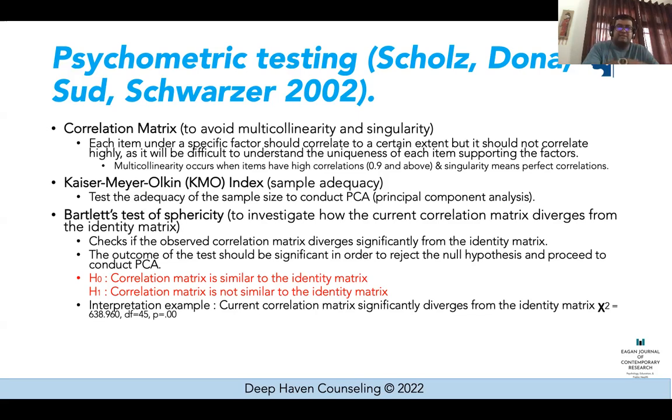If that is the case, then all items in this particular scale should correlate with each other to a certain extent. However, it should not correlate too much. A correlation of 0.9 and above is not good for a scale, because then those particular items are not so unique, because it seems like they pretty much test the same thing.